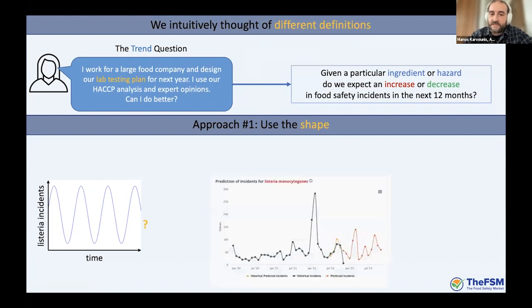What we can do through artificial intelligence, with enough data, and we have data about recalls for listeria and other hazards spanning more than a decade or two, is see its shape and how it evolves. Artificial intelligence and machine learning algorithms can help us project in the future how the incidents are going to evolve based only on the shape of the time series.